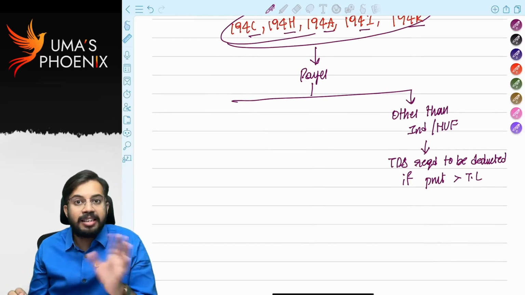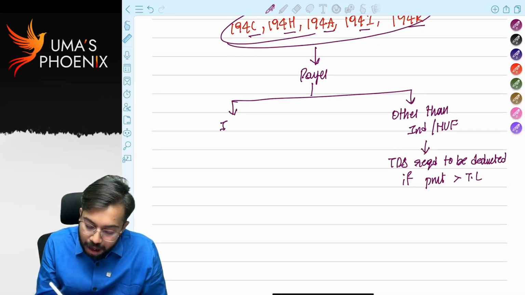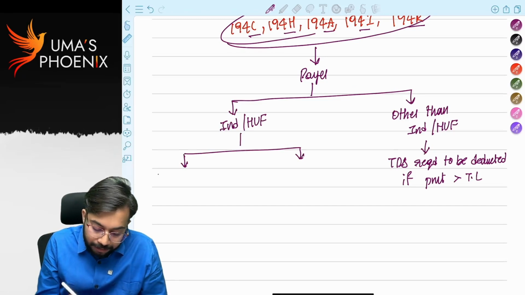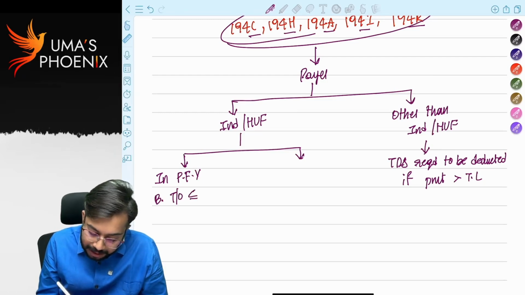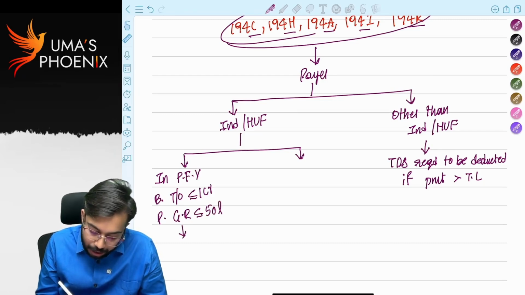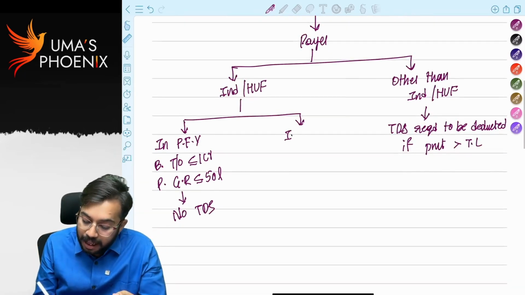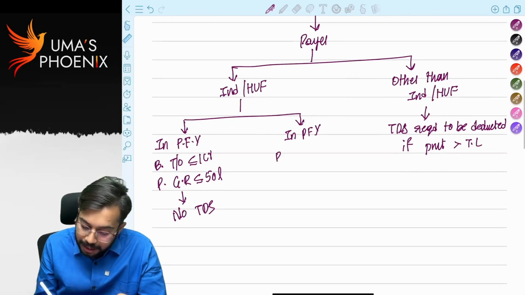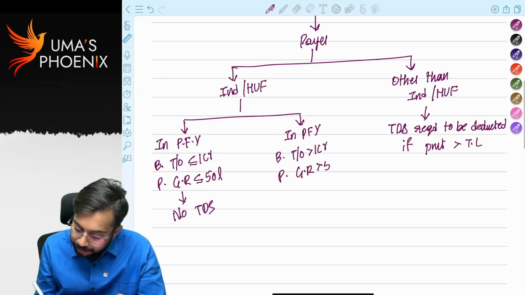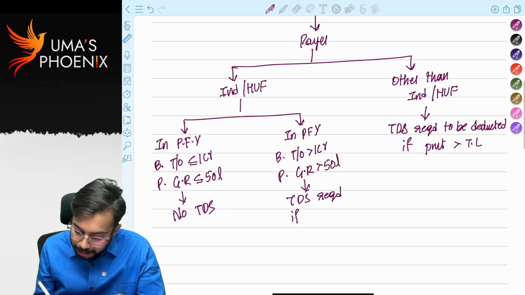Under these CHAIR sections, if the payer is an individual or HUF, then we have to check. In the case of an individual or HUF, in the preceding financial year, in business, if turnover is less than or equal to 1 crore, or in profession, if gross receipts are less than or equal to 50 lakhs, no TDS. They are not required to deduct TDS. In the preceding financial year, in business, if turnover is more than 1 crore, or in profession, if gross receipts are more than 50 lakhs, then TDS is required to be deducted if payment crosses the threshold limit.